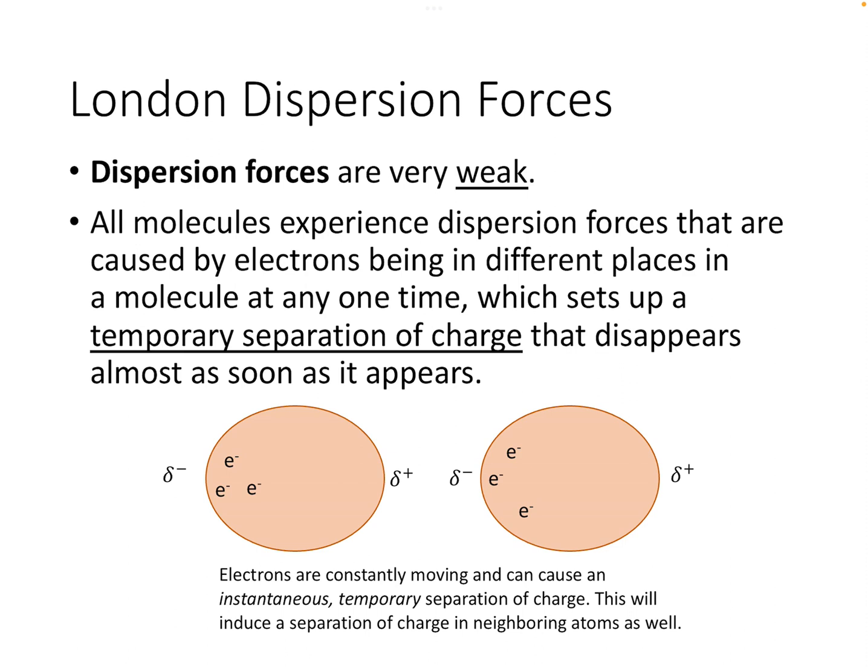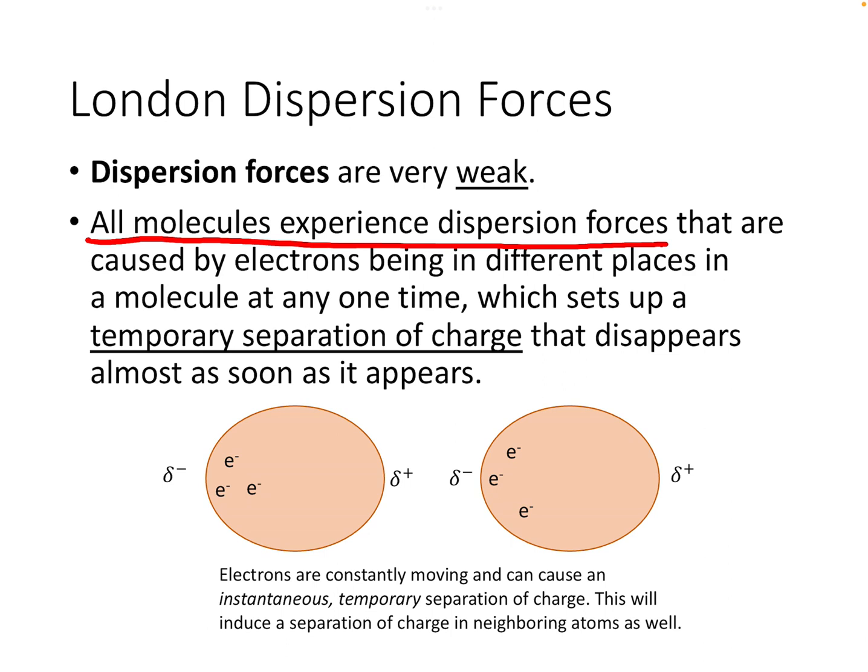So let's talk about London dispersion forces first. These are going to be our weakest intermolecular force. Now, all molecules experience dispersion forces. And what this force is, essentially, it's a movement of electrons, and it's an instantaneous movement of electrons.